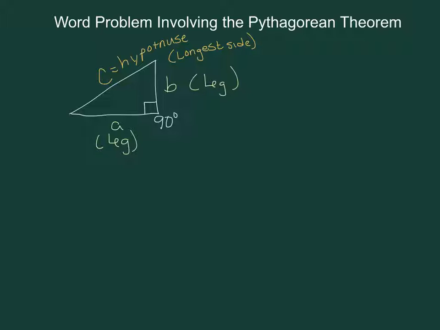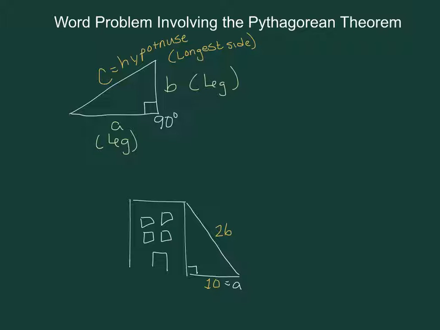Now, there's basically two versions of this problem, where one is you have this building, right? And there's a shadow cast from the building, and you know that this is 90 degrees right here. Now, what we're given is a length, let's say 26. That's the hypotenuse of the shadow that's made. The length of the shadow is, let's say, 10 feet. So here's A, here's C. Now again, remember, C is always the longest side.